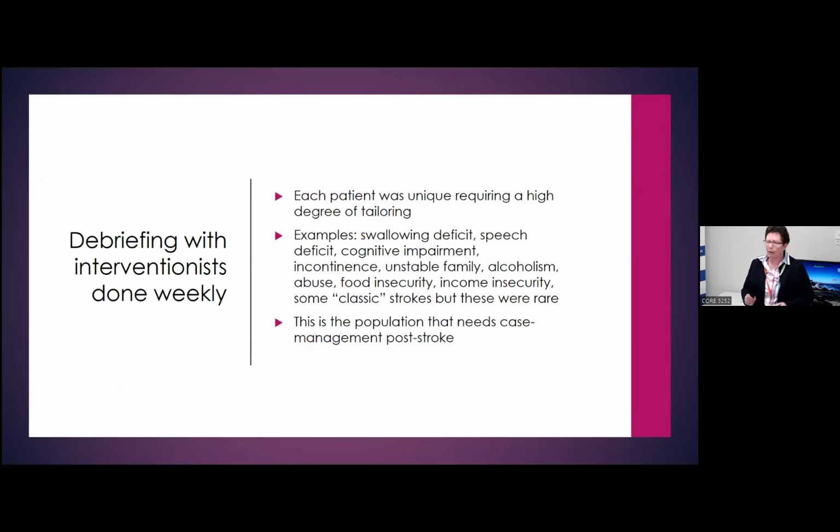So when we debriefed the nurses for this study, each patient was unique, requiring a high degree of tailoring. Examples: a swallowing deficit has a different set of interventions than somebody who can't walk. Speech deficit, cognitive impairment, incontinence, unstable family, alcoholism, abuse, food insecurity, income security. There were a few classic strokes, but they were few and far between. So this is the population that needed case management.